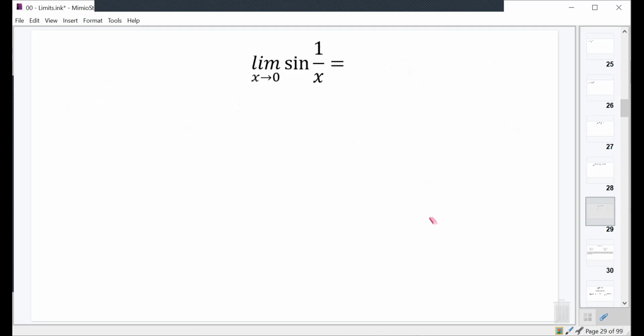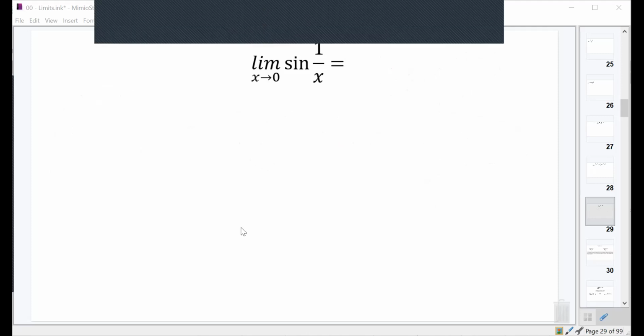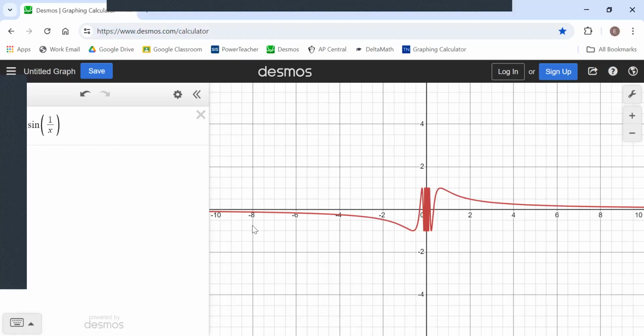And now let's take a quick look at the graph of this function. So this is what the sine of 1 over x looks like. And we're particularly interested in what happens as we get close to 0. As you can see from the graph, it's kind of just a big jumble of mess there. We can't really exactly see what's going on.